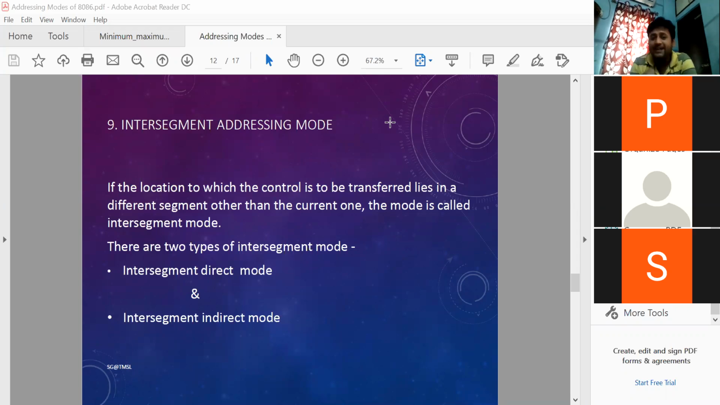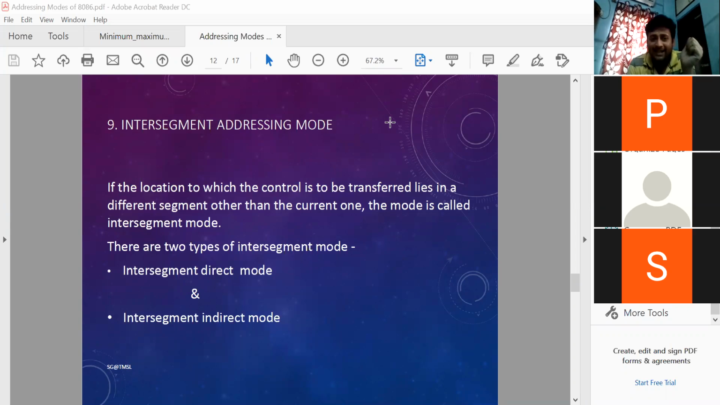Now this inter-segment addressing mode is such that your jump will be from one segment to another segment. You have 4 segments, and the code segment is 64 kilobytes. If the code segment is given as 3000, your offset will be changed in this way. If the code segment is changed from 3000 to 4000, your program control will be transferred from the 3000 code segment to the 4000 code segment. It goes from one segment to another segment. That's why it is called intersegment.